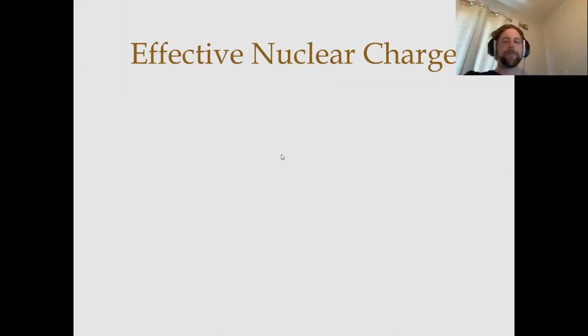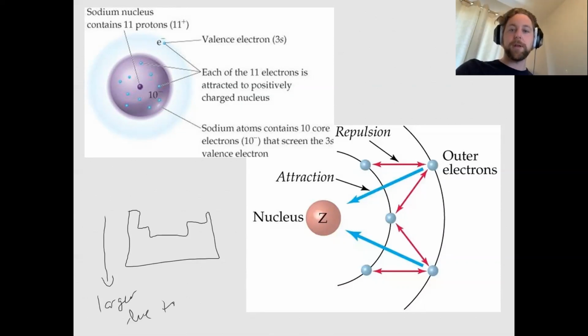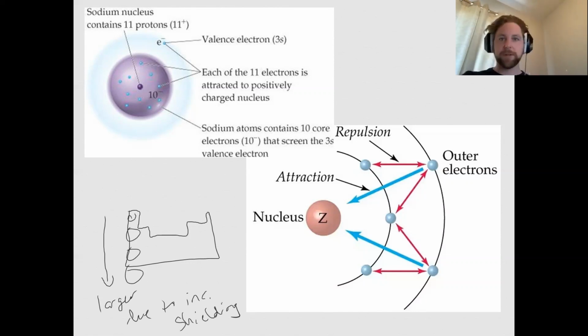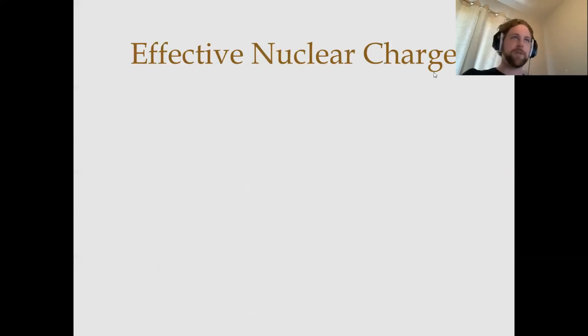Okay, so the other pattern that we're going to be using to talk about differences in sizes is effective nuclear charge. So there's essentially two things that we can pull from. We've got the electron shielding as you go down. Let's draw a little periodic table. As you go down, the atoms get larger due to an increase in shielding. So the atoms get larger as you go down a periodic table because there's more shielding. And then as we go left to right, we're going to be talking about effective nuclear charge. So these are going to be elements in the same period.